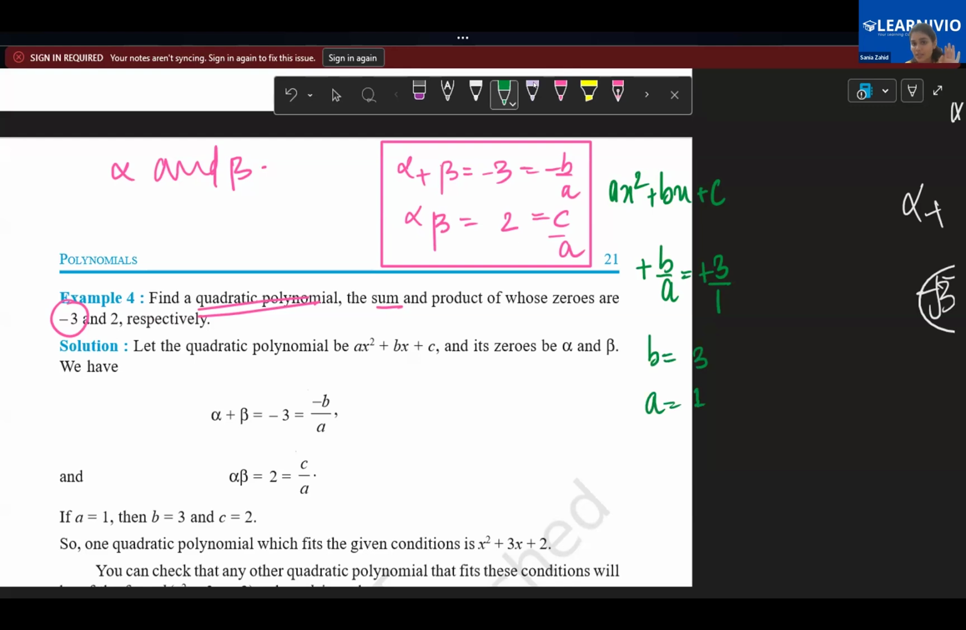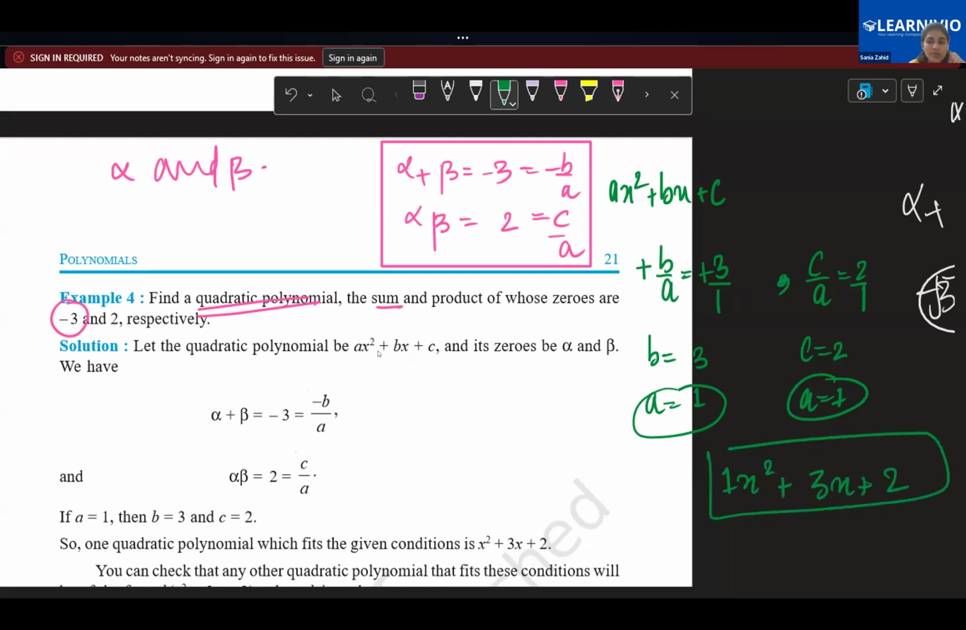Now I don't have the c value, but from the second part, I have c by a is 2 by 1. So c is 2 and a is 1. So now, children, you can just simply substitute the value of a, b and c in this equation. So a value is 1. See, you can check from both the ways I'm getting a as 1 only. So 1x square plus what is the b value? 3. 3x plus what is the value for c? 2. So your answer becomes x square plus 3x plus 2.